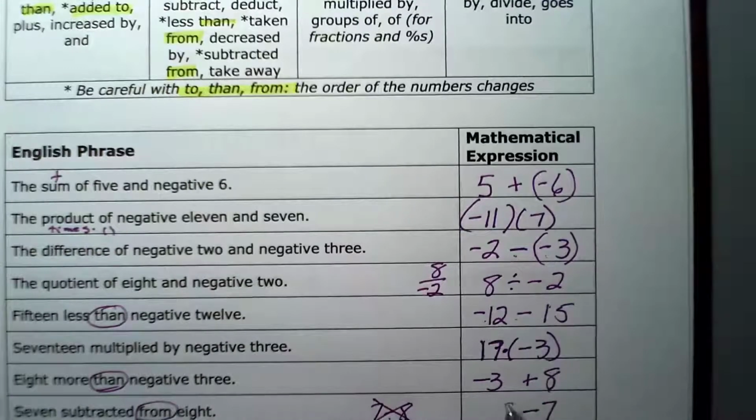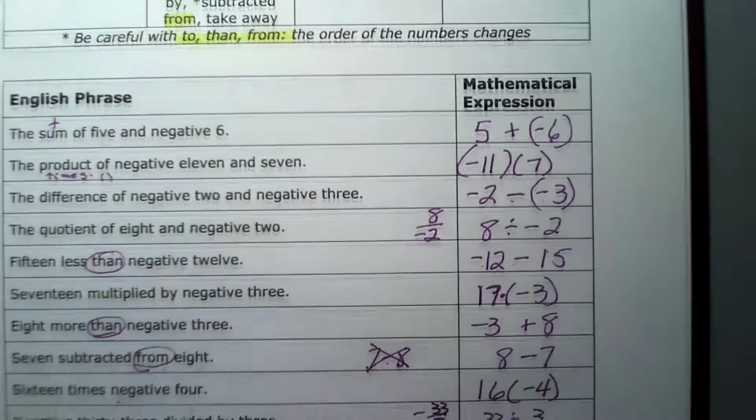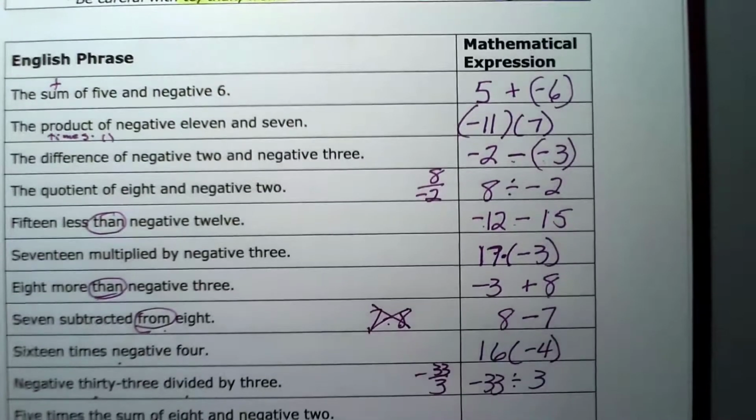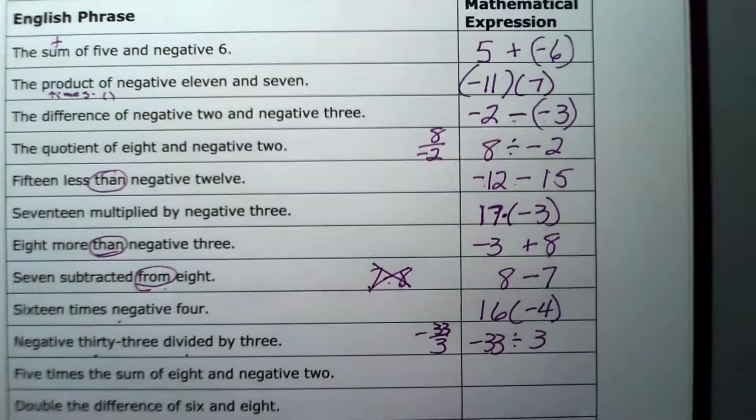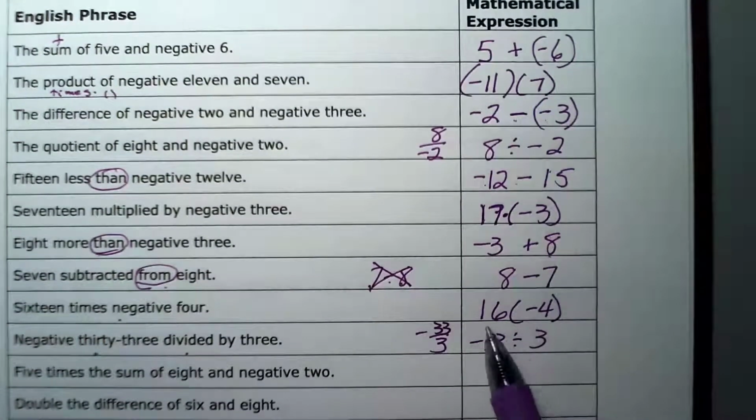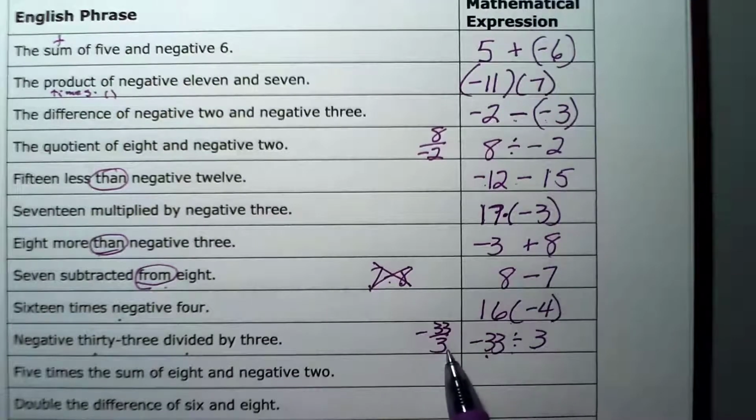7 subtracted from 8. 16 times -4. -33 divided by 3. So I can do it this way or this way. Oops. I even had a marker to remind myself to move this up, and I didn't do it. Sorry about that. So let's go back up to, that was the 16 times -4. -33 divided by 3 can be written that way or that way.